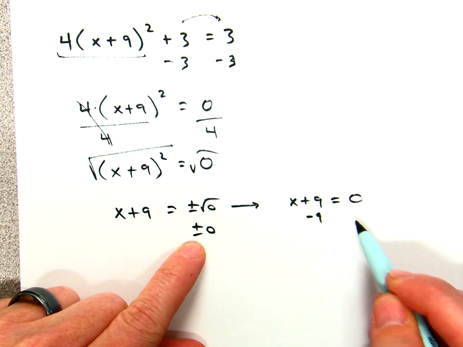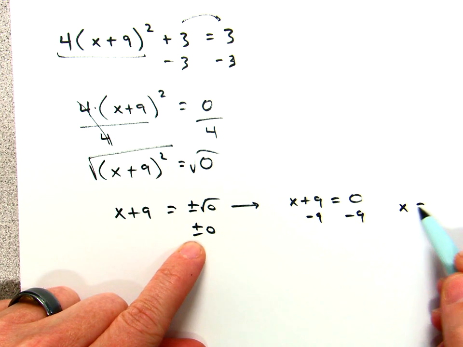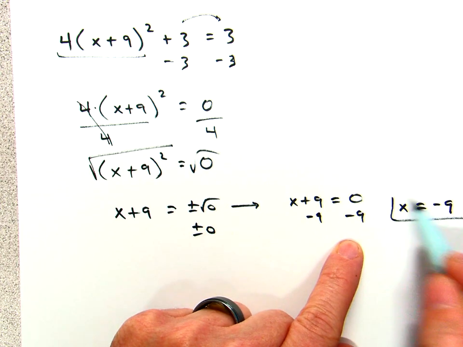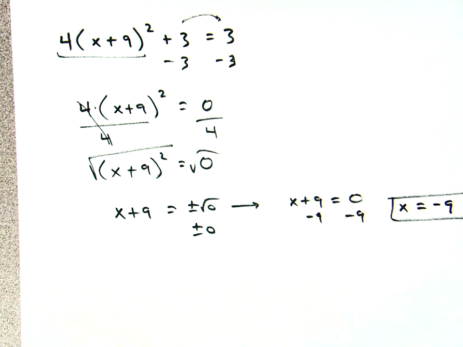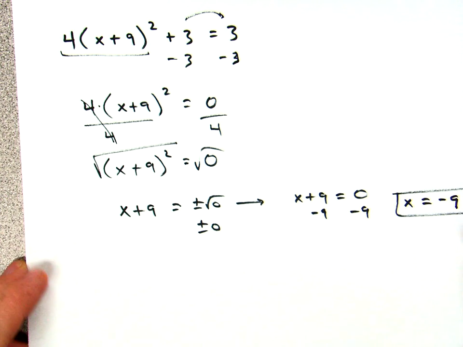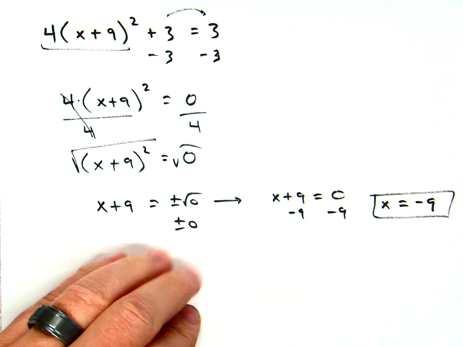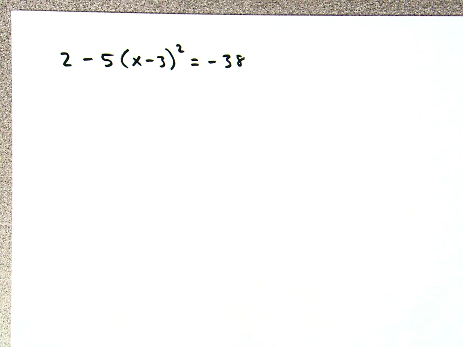So if I just subtract 9 from both sides, x is going to be equal to 0 minus 9, which is negative 9, and that's it, right? The plus or minus kind of just gets absorbed into that 0, and we can get the x by itself, and there's just the one answer. Nothing wrong with that. So 0 is kind of a special case here if we get that, right? All right, let's take a look at one more.